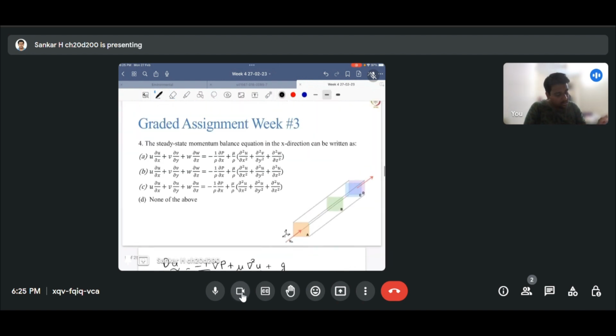Therefore, although none of the options given here have a gravity term, we can assume that there is no gravity in the problem that we are dealing with. Among whatever has been given, we can assume that a steady state momentum balance is asked. Therefore, the correct answer is option C.